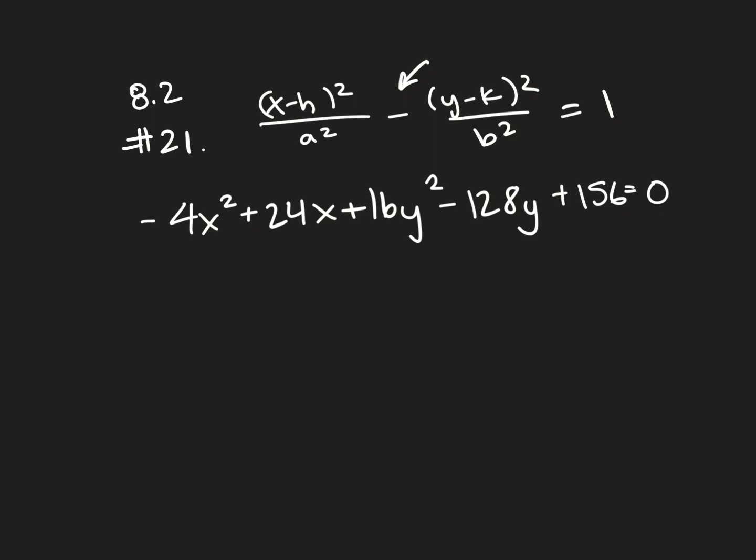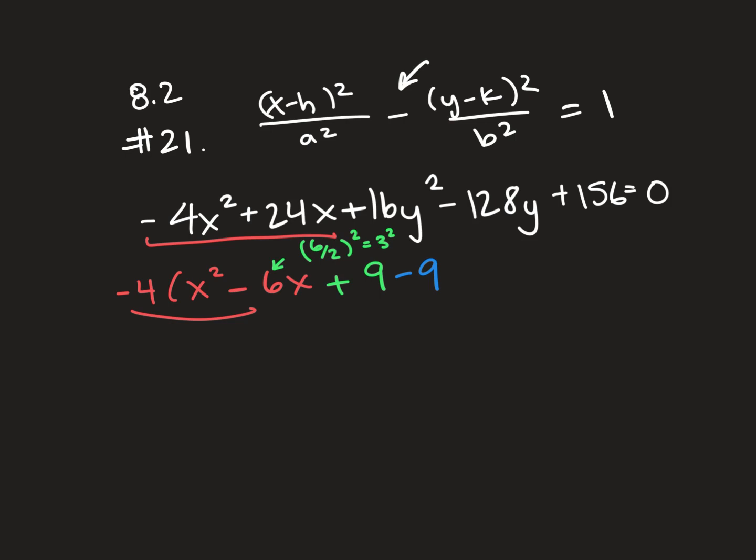So the next thing that we want to do is work on completing the square. Let's look at the x's first. We take out -4. We leave x squared minus 6x, because that would make the positive 24. And we're going to add 9 to complete the square. That's taking half of the middle term and then squaring it. So that's going to be 3 squared, which is 9. Then we're going to write minus 9 right next to it, just so it doesn't change the value of the equation, but it's going to make it look a little bit different.